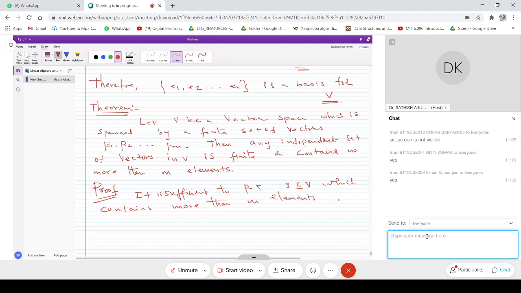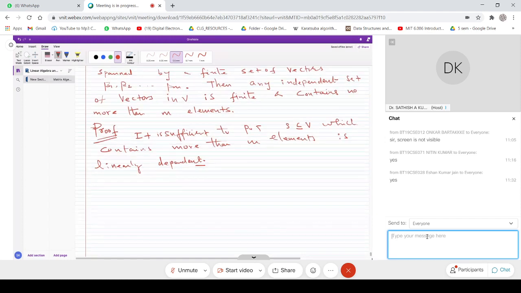More than m elements, or more than m vectors, is linearly dependent. So we are going to make use of the known result already. We'll take S having more than m elements.